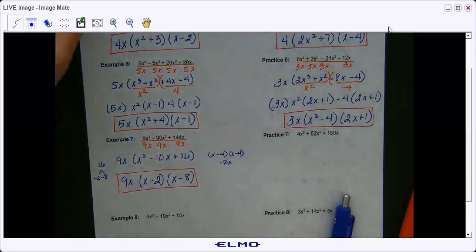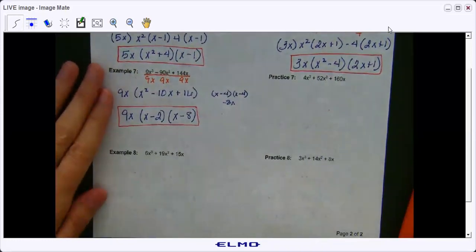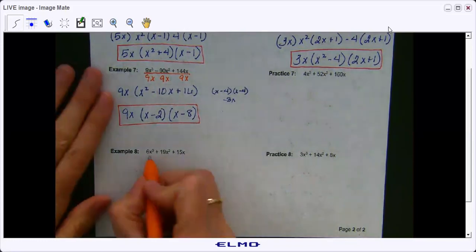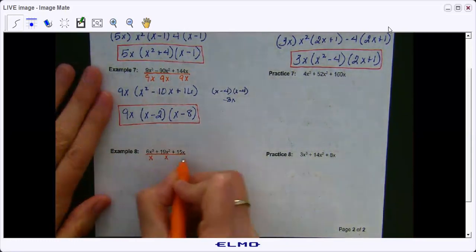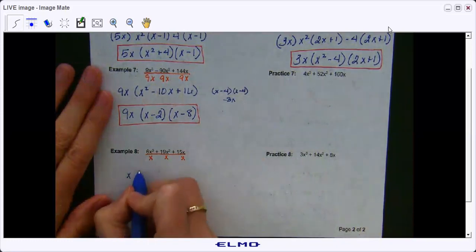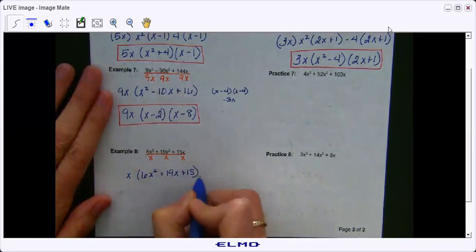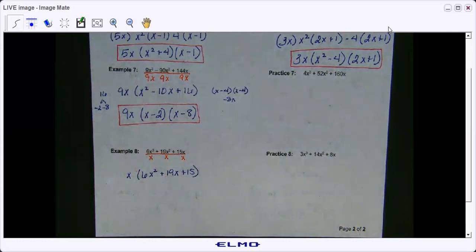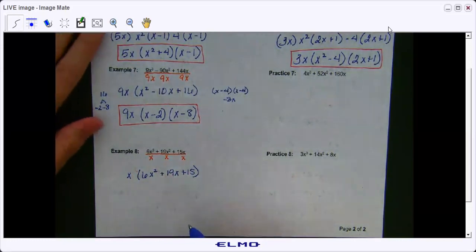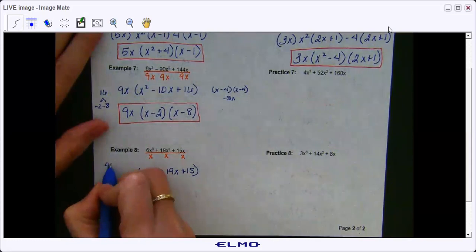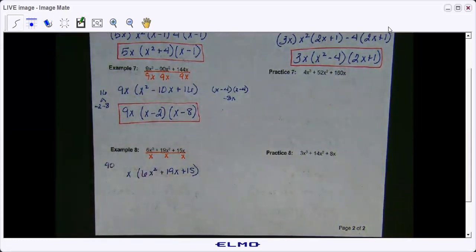Okay, let's look at example 8. What's our greatest common factor here? Oh, wait, no, there isn't a greatest common factor. Oh, it's x, you're right, it's x. So we're gonna take out an x. Okay, so now what do we do? Yeah, you have to multiply 6 times 15, right? And you get 90. And then you have to find factors of 90 that add up to 19.